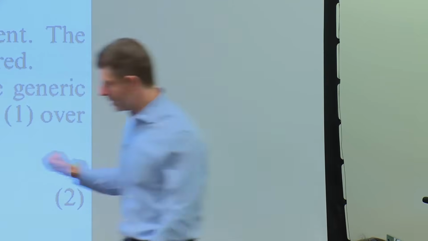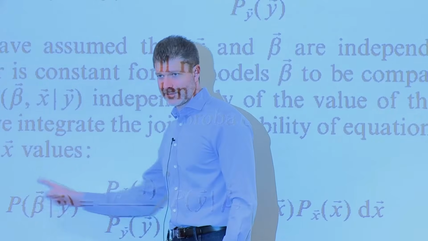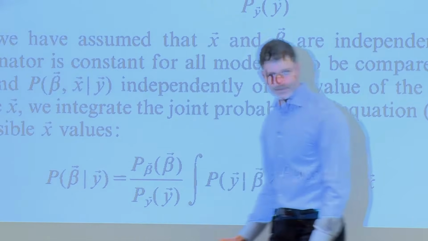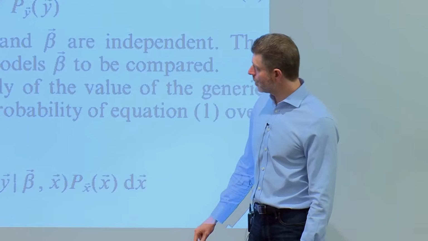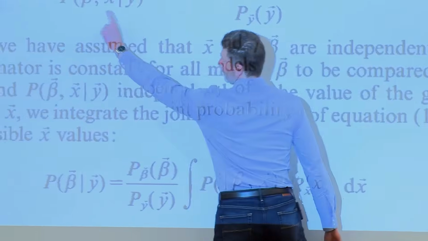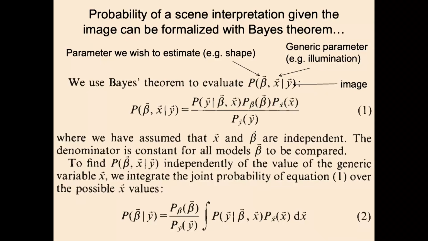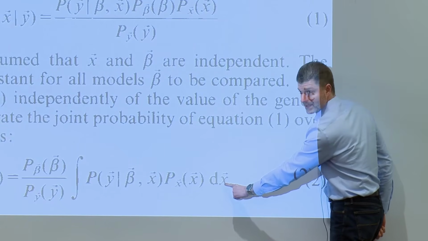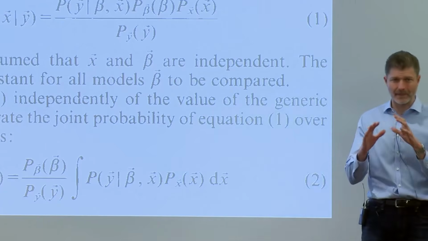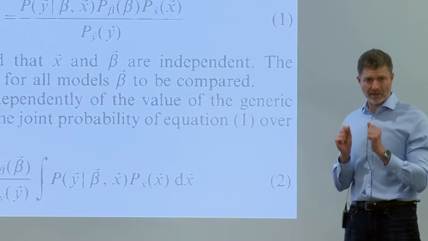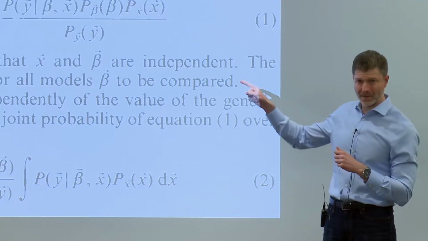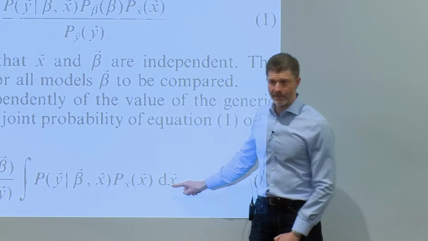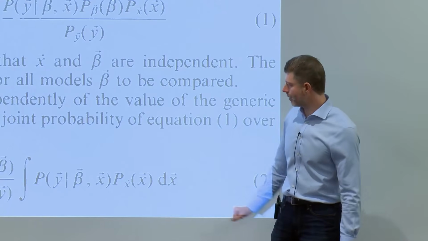Okay, so really what you want to do is maximize this. You want to find the shape that's most probable given the image. So how do you get that? Well, you take the joint distribution of shape and illumination and you integrate with respect to the generic variable, the illumination, which is x. If you've got a joint distribution and you want the marginal distribution, in this case you start out with the distribution of beta and x and you want just the distribution over beta, you integrate over the other variable. This is just standard probability theory.